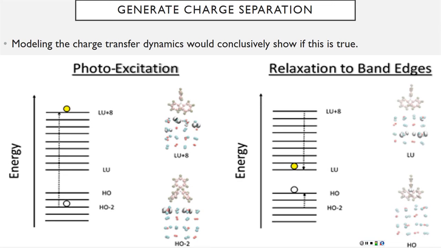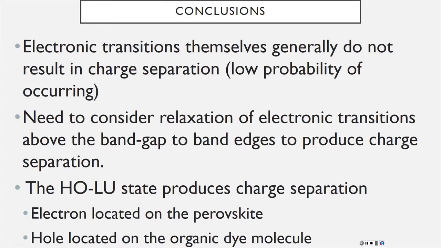So to show this conclusively, I would have to do the charge transfer dynamics of this system as the next project to follow up on this. So in conclusion, photo-induced electronic transitions themselves are not enough to generate charge separation. We need to consider the relaxation processes after the photoexcitation to the HOMO and LUMO gaps, where the electron would reside on the perovskite and the hole would be on the organic dye. So the organic dye acts basically as a hole transfer material.